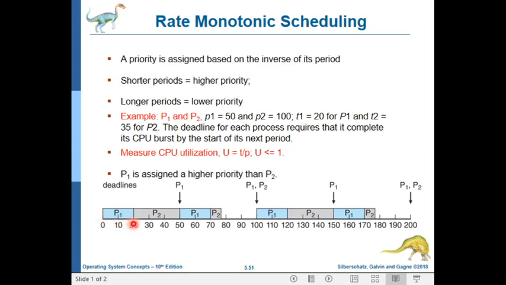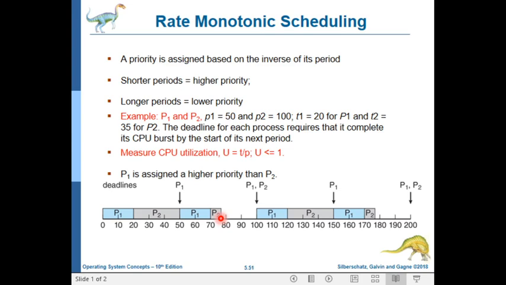P1 starts first, and it completes its processing time of 20. So at time 20, it meets its first deadline. P2 starts running at this point and runs until time 50. At this time, it is preempted by P1. P1 completes its CPU burst at time 70, at which point the scheduler resumes P2. P2 completes its CPU burst at time 75, also meeting its first deadline.